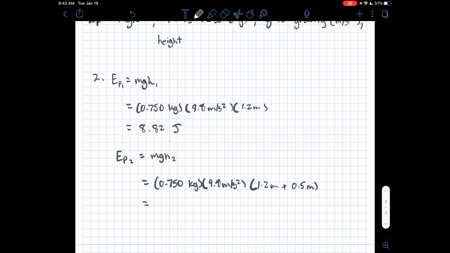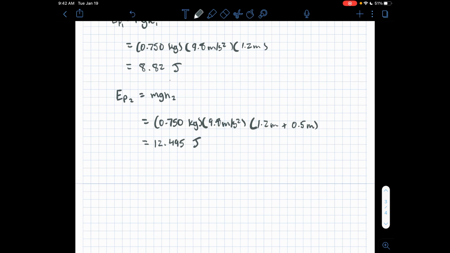Now, once you multiply everything out, that'd be 0.75 multiplied by 9.8 multiplied by 1.7. That'll equal 12.495 joules, and that is the second potential energy. But the question is asking you to calculate the change. And to do that, all you need to do is just subtract one from the other.